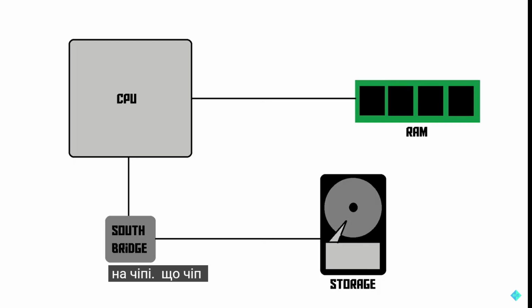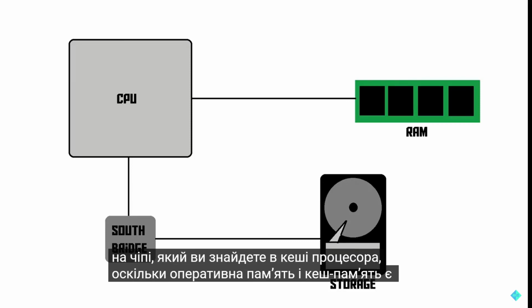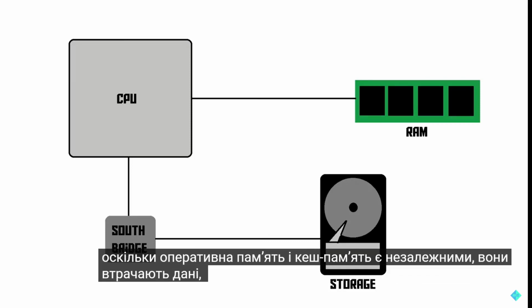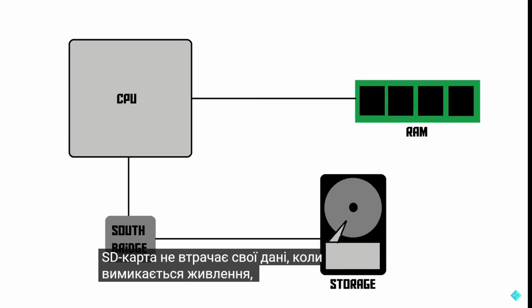Do note that a flash storage chip, for example an SD card, is different than the chip on a RAM memory module or the chip that you'll find in CPU cache, since RAM and cache are volatile. They lose the data when the power is turned off. A flash memory chip, such as an SD card, doesn't lose its data when the power is turned off.